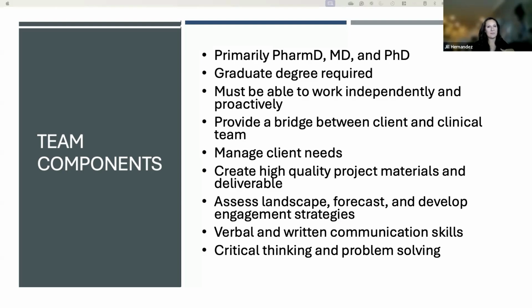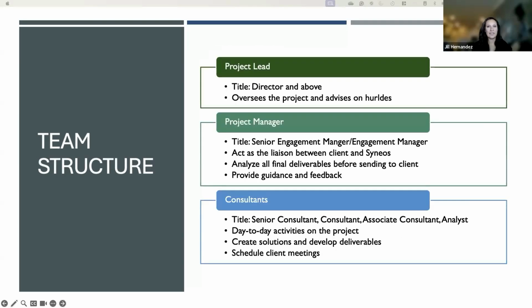And then the team structure. Because I'm in a consultant group, it's a little bit different. And I will echo what Savannah said. Don't get caught up in the titles because they're different at every single company. The very top tier of our people are the project leads, and they may be called a director or above. And they're really the ones making sure that everything's going. And then our project managers are like engagement managers, senior engagement managers, and they're really the point person between the client and our team. They approve all the deliverables before we send them out each week, and they provide guidance and feedback. The last tier is the consultant.